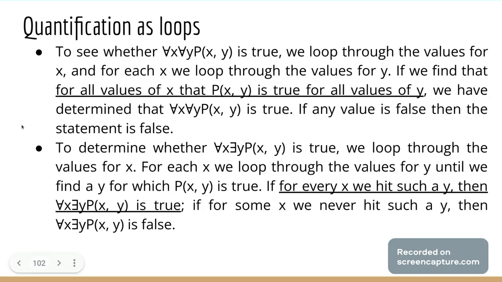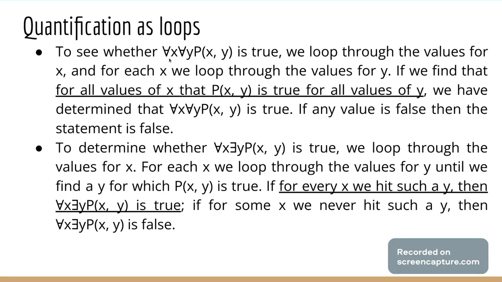Now, nested quantification as loops. Earlier we saw how loops are connected to the universal quantifier and the existential quantifier. Now we are going to look at combinations. When two universal quantifiers are looped, what happens?